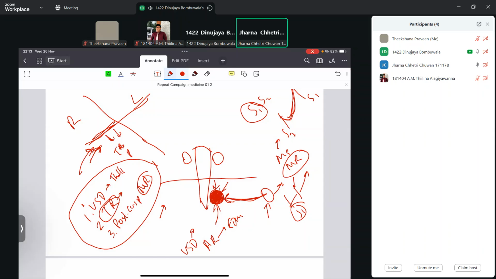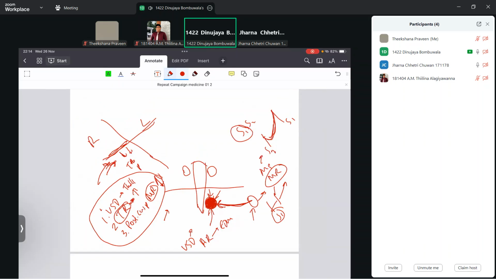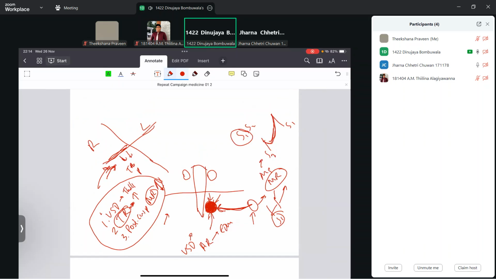Okay. So in TR, in inspiration, the intensity will be increased. In posterior cusp MR, in expiration, the intensity will be increased. That's how I'm going to differentiate those two things. It can be used in the short cases.